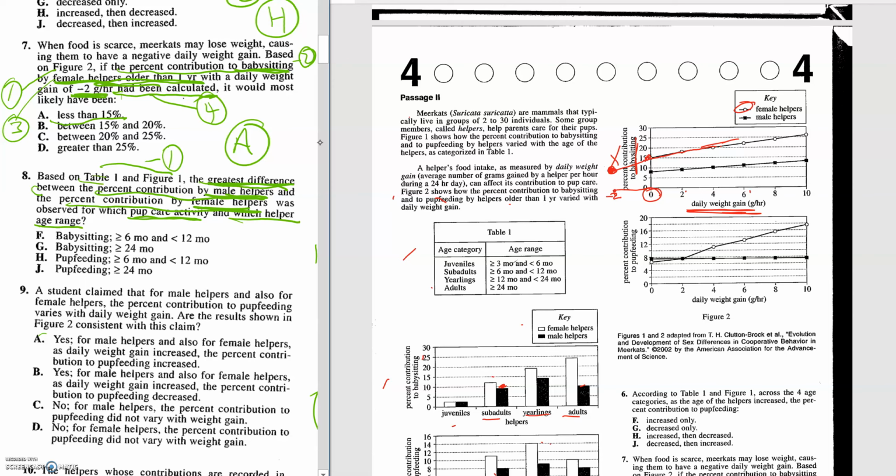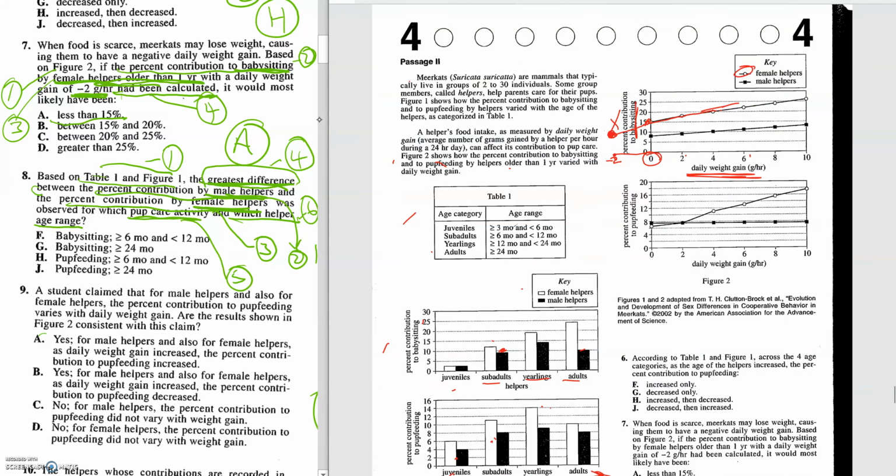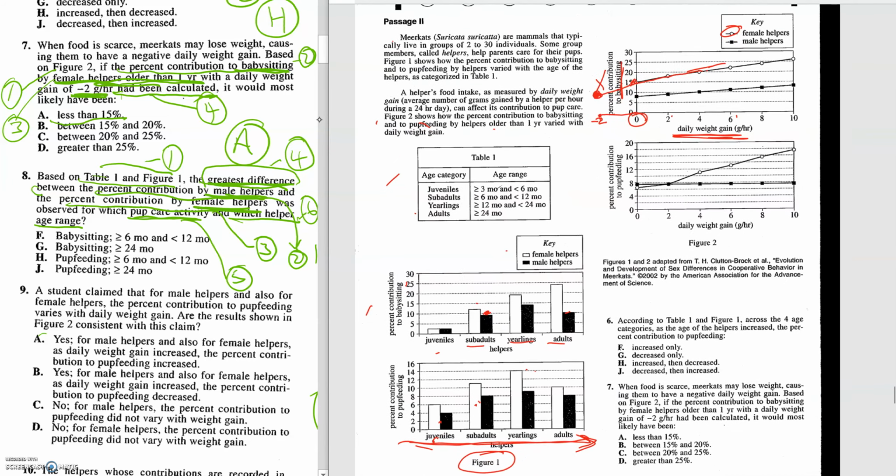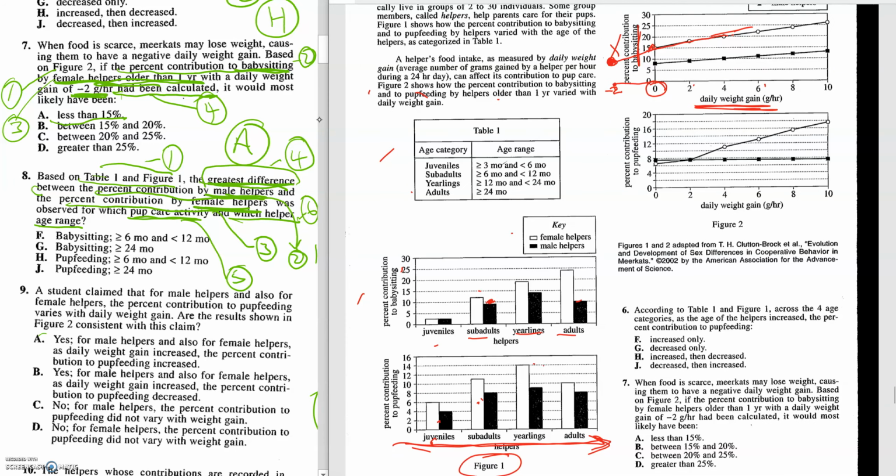So first we have to find the table and the figure. We have to find the percent contribution by male. We have to find the percent contribution by female. We have to find the greatest difference, which will be 4. And then we have to find 5 would be for which pup activity. And number 6 would be which helper age range. So it's a lot to find, but they're all fairly straightforward because the graphs are straightforward, so it really shouldn't be that difficult at all if we just take it step by step.